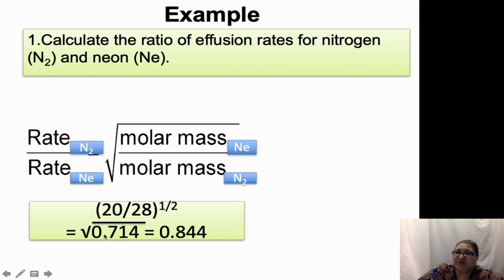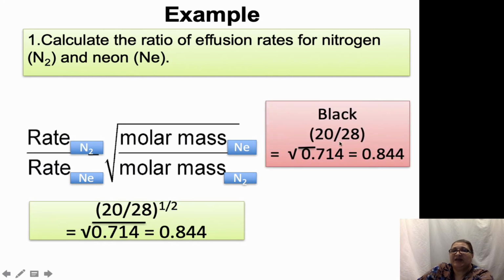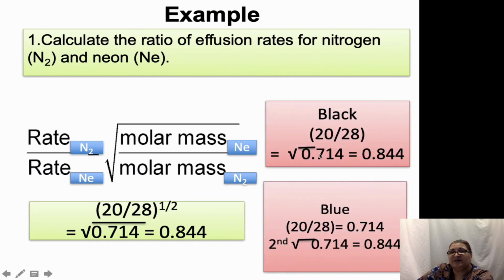The square root of 0.714 gives us 0.844. So whatever calculator you use, if you don't get this answer, ask me in class. The black one, they both give you the same answer, but one of them you have to use the second function.